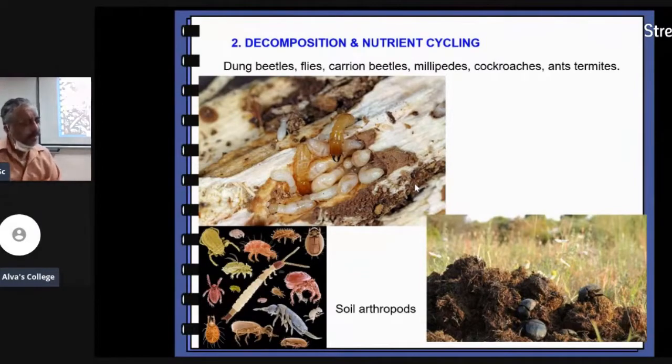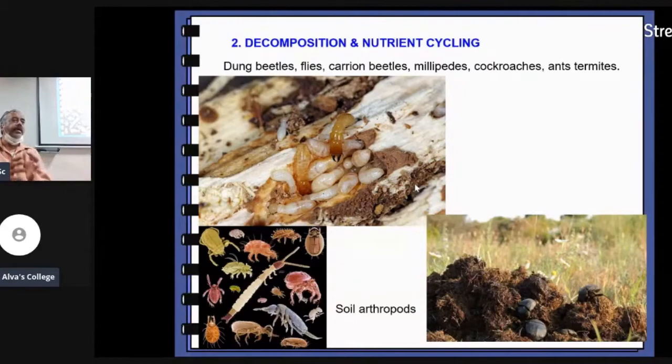Now, the second most important function the insects do is nutrient cycling. So you must be knowing that there are many elements like phosphorus, like so many other elements in the chart, which do not move at all, or which move very little. And if at all they move in nature, it is through the agency of these creepy crawling creatures called insects. So you can see here that you have a number of grubs, white body termites, you have ants, and then you have the dung roller beetles.